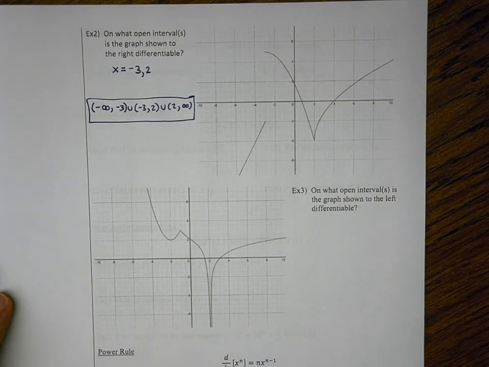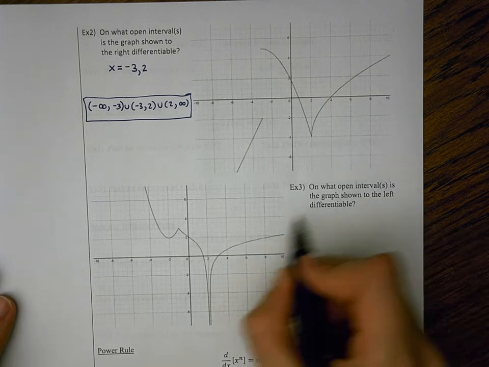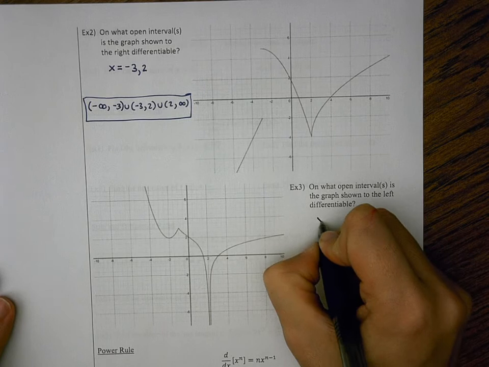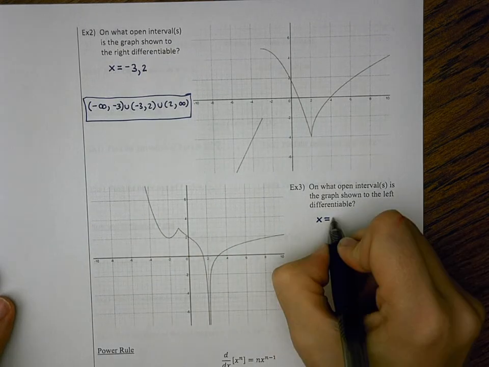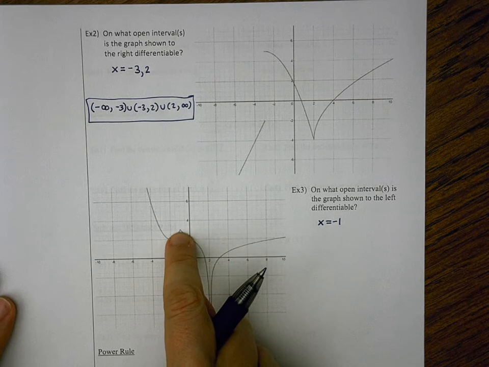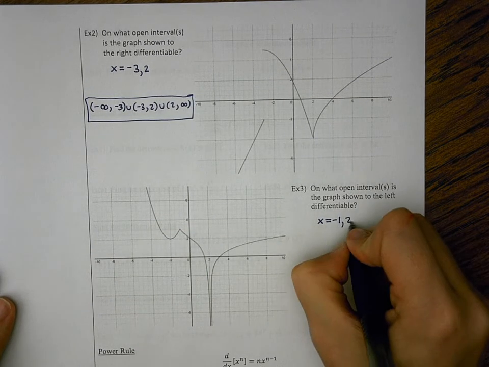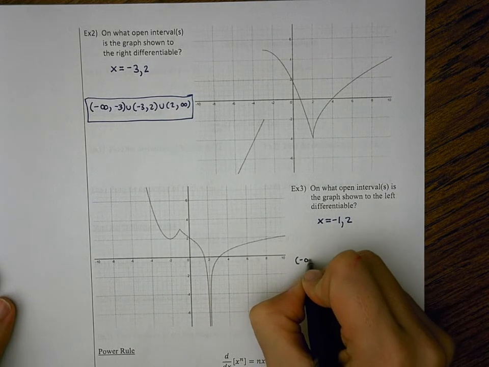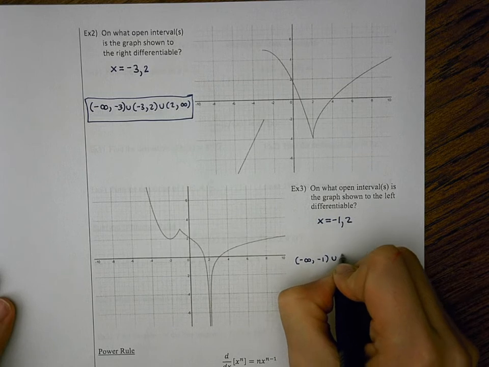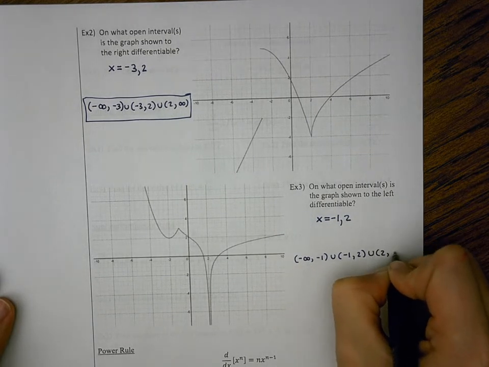Okay, number 3, go ahead and pause the video, try it on your own, restart it when you're ready. So same question. Let's start with where am I not differentiable? I'm not differentiable at x equals -1. I've got a cusp there. And I'm not differentiable at x equals 2, where I have a discontinuity. And so I am differentiable from -infinity to -1, -1 to 2, and 2 to infinity.